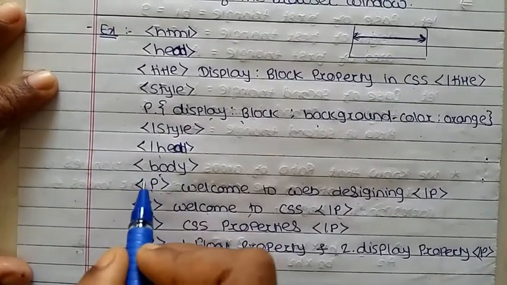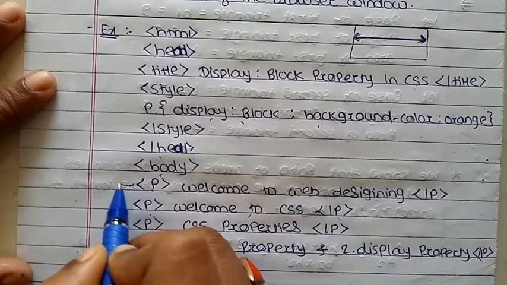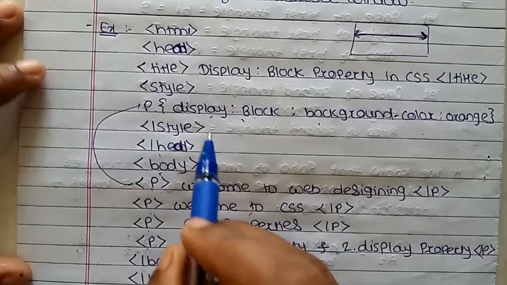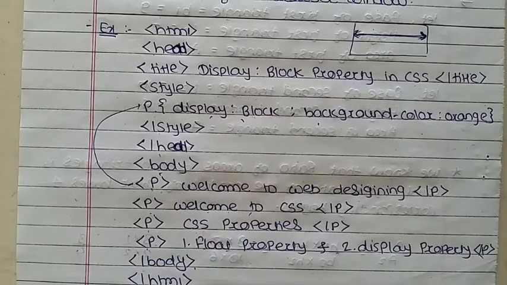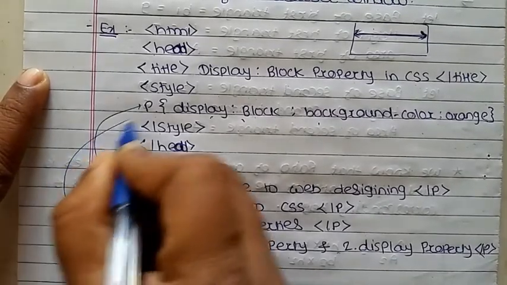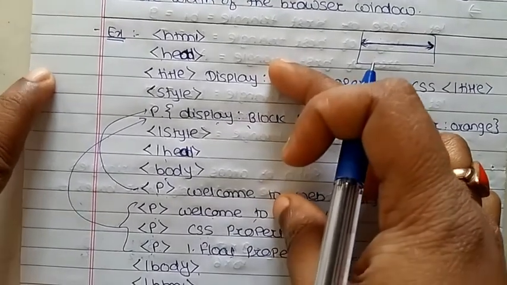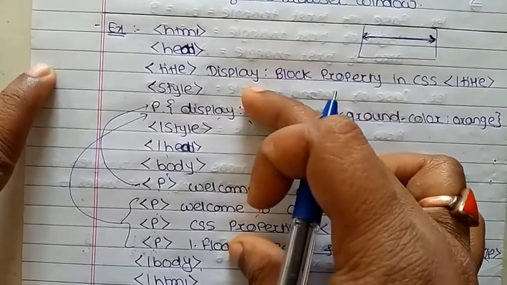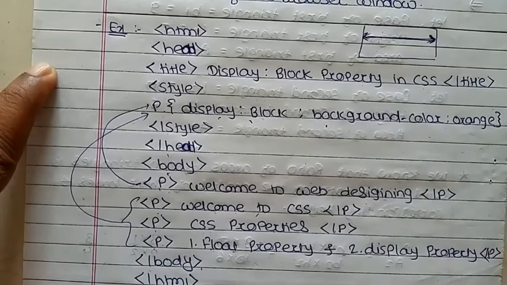So when the first paragraph tag is printed, it follows the rules: the display property is set to block and the background color is orange. Like that, all the paragraph tags use the same properties to print the paragraph. Clear? We will see the output of this code practically. So we will start this.